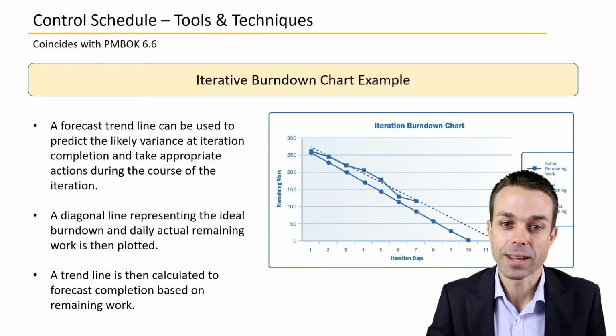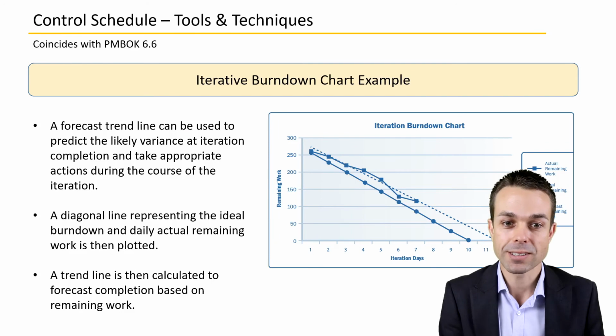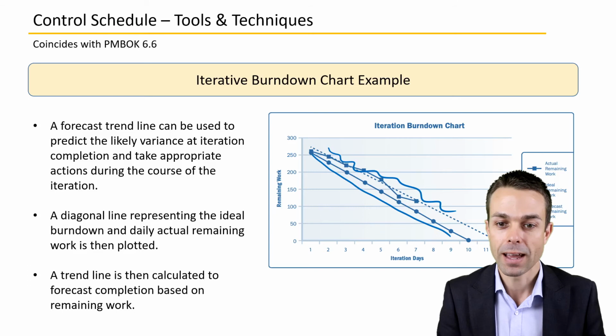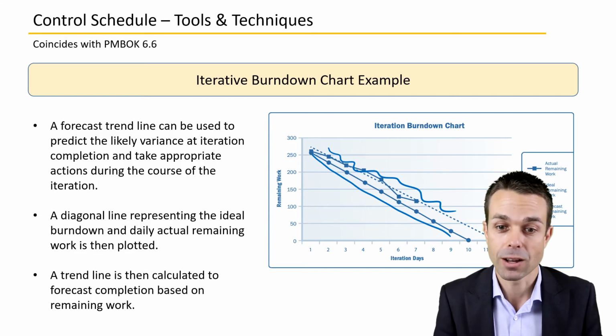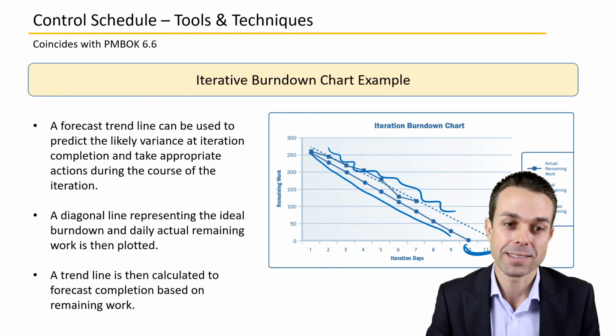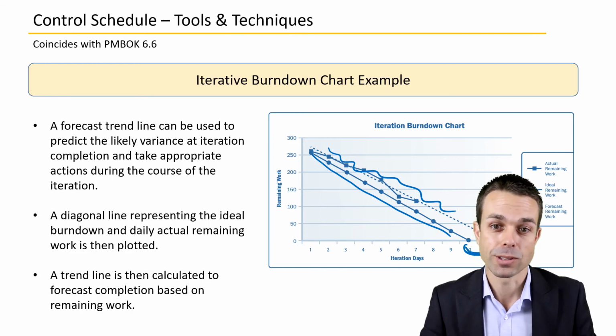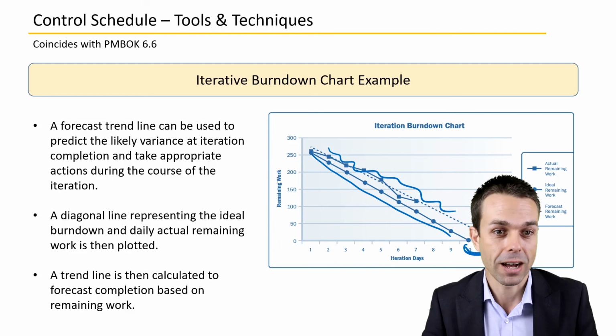Our iteration burn down chart example, as you can see, this is what we had planned down here, and this is how we're tracking up here, and we're going to be one or 2 days late. So that's good to know. That's a variance in the schedule, and that's how we can actually visualize that using our iteration burn down chart.